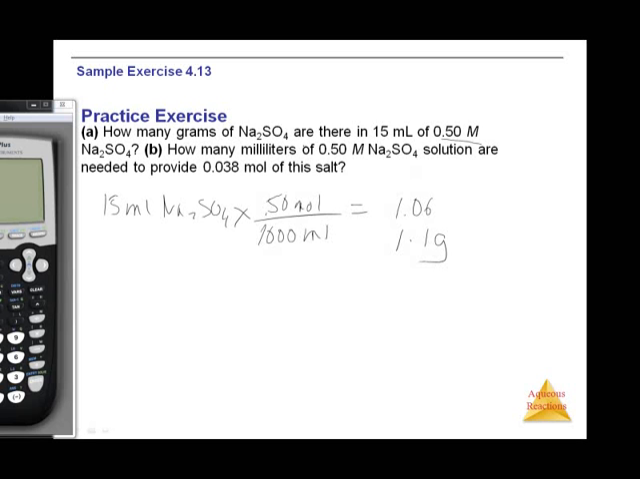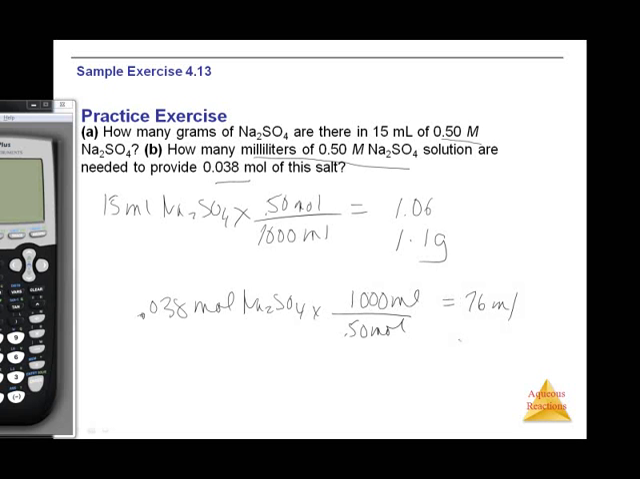Second question is how many milliliters of this are needed to provide that many moles of salt. Okay. So 0.038 moles of the salt, and salt is sodium sulfate. You do know that salt means ionic compound, doesn't mean necessarily table salt, right? And what I know based on the molarity is 0.50 moles is 1 liter, or because they want it in milliliters, I'm going to say 1,000 milliliters. So this is going to come out to be 0.038 times 1,000 divided by 0.5 is going to give you 76 milliliters. 2 sig figs, right?